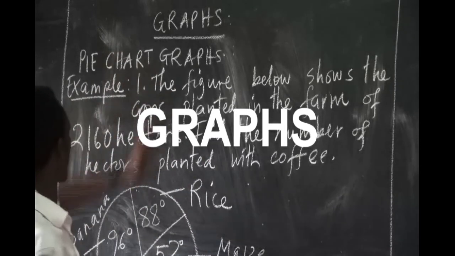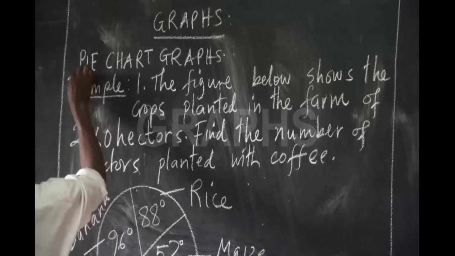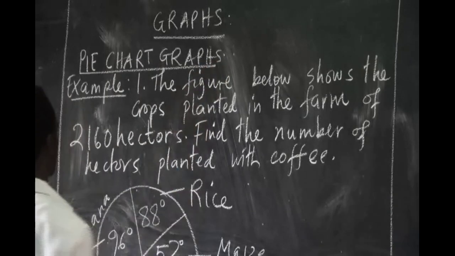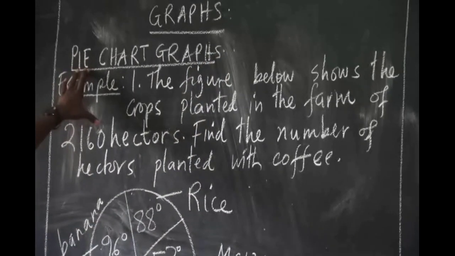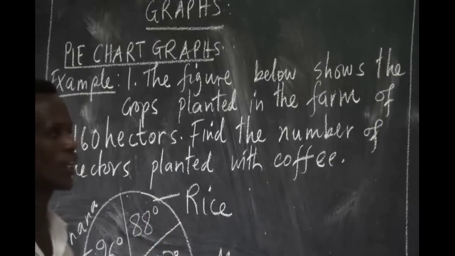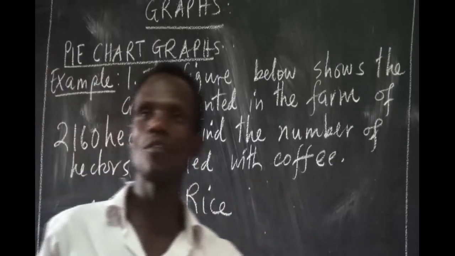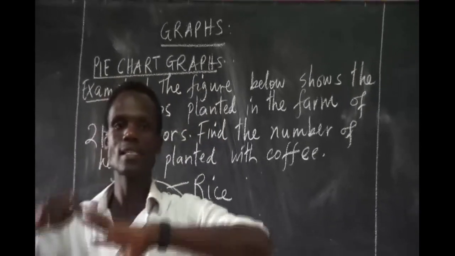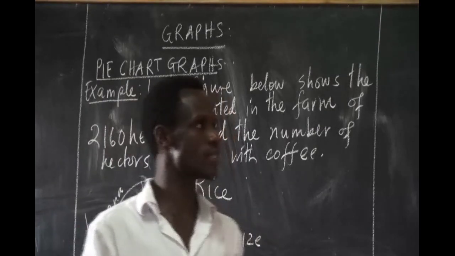Now, let us look at least a little bit about graphs. Pie charts. We just want to talk about pie chart. A pie chart is written in terms of the circle, and we know according to the geometry we have discussed, the circle is 360 degrees.